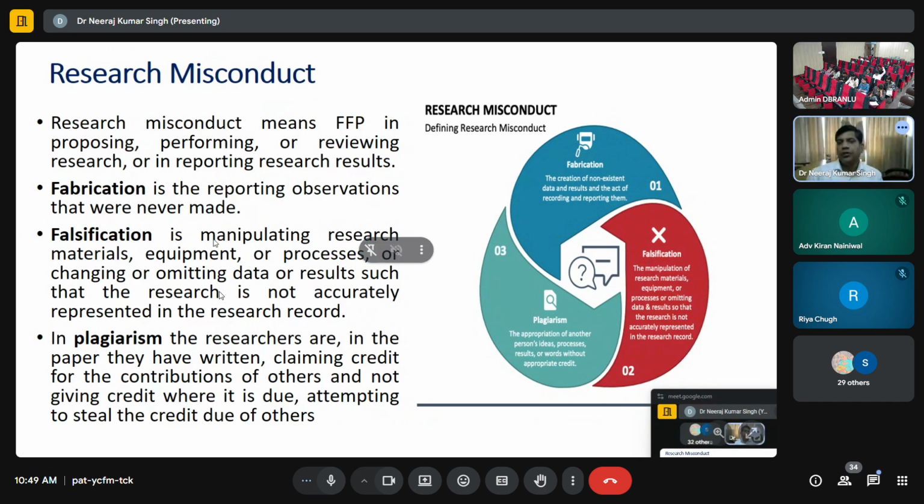Very good. Now let me explain with this example. Let me give you an example of falsification. For example, in your research methodology, you have mentioned that you are going to collect data from 500 respondents, suppose. When you actually went to the field, you realized that the respondents are not sharing the data.